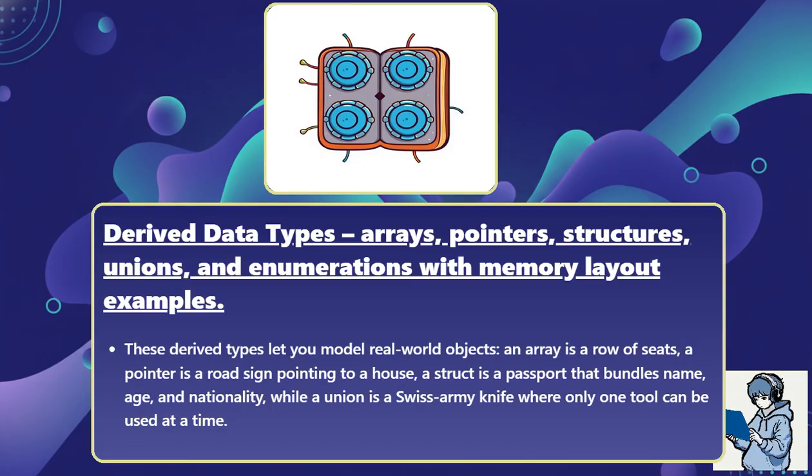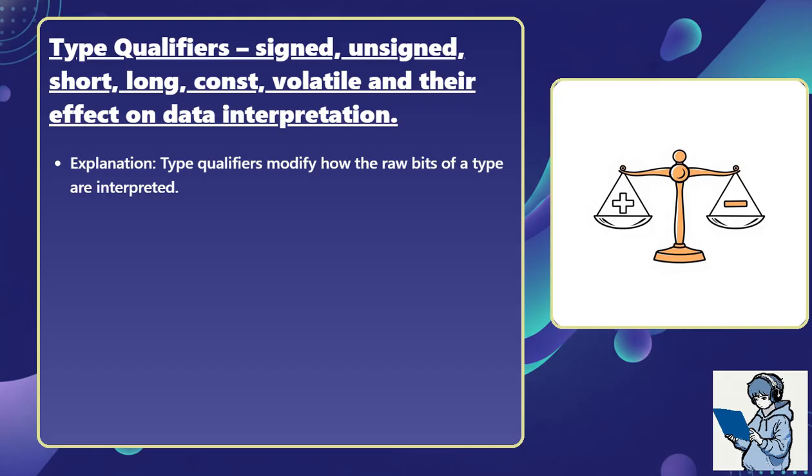These derived types let you model real-world objects. An array is a row of seats, a pointer is a road sign pointing to a house. A struct is a passport that bundles name, age, and nationality, while a union is a Swiss Army knife where only one tool can be used at a time. Explanation: type qualifiers modify how the raw bits of a type are interpreted.